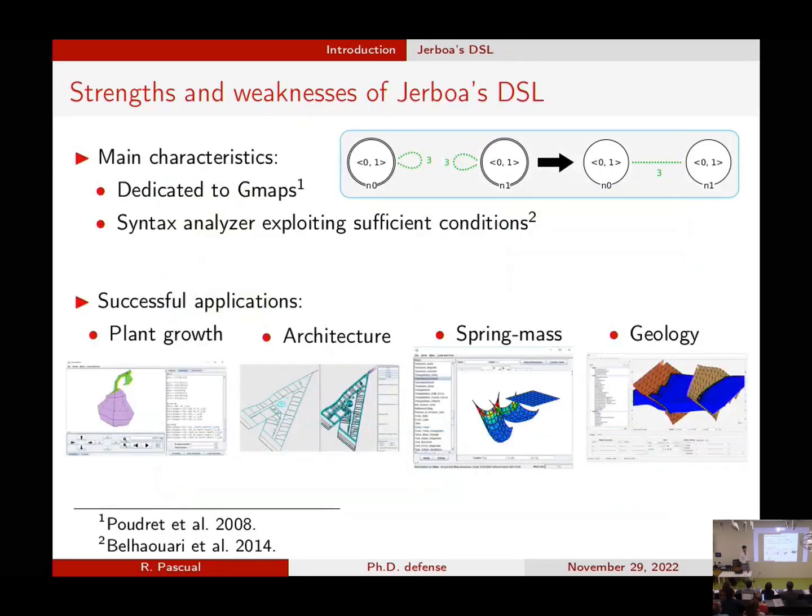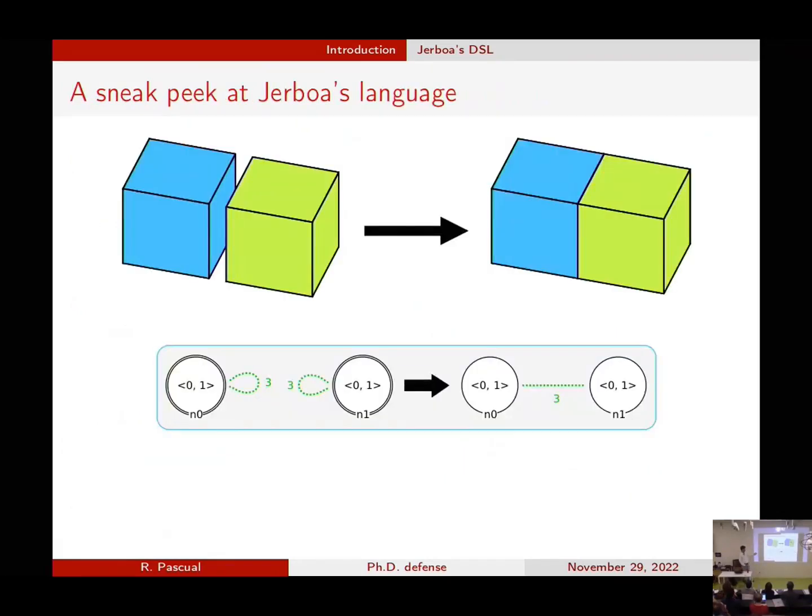First, I will give you some insights about this language. It's written for the model of generalized maps, and it comes equipped with a syntactic analyzer that gives us, in a sense, feedback, giving us some pointers where maybe we made mistakes writing the modeling operations. And it has also already been used for several applications in different domains. And an operation, it looks just like this. The image you see on the top right-hand corner. Maybe at the moment you don't understand it, so I will try and explain it.